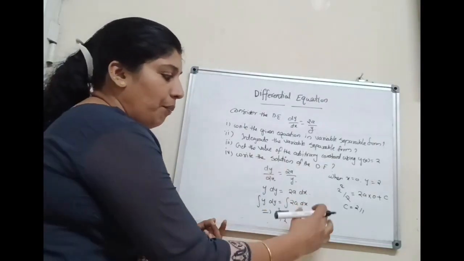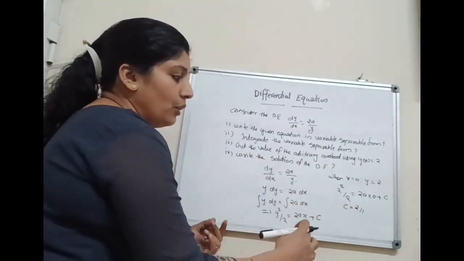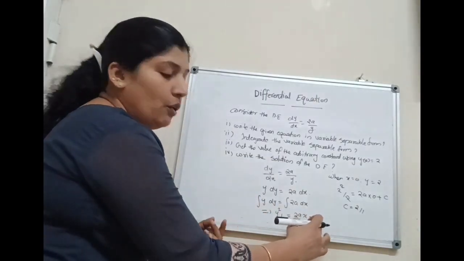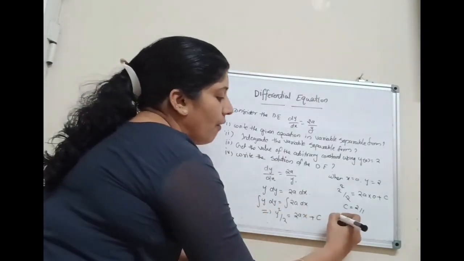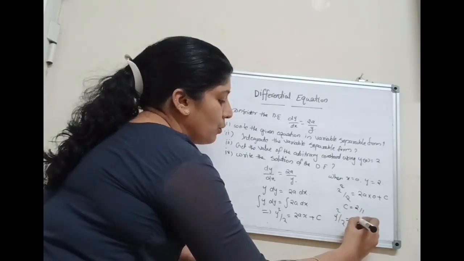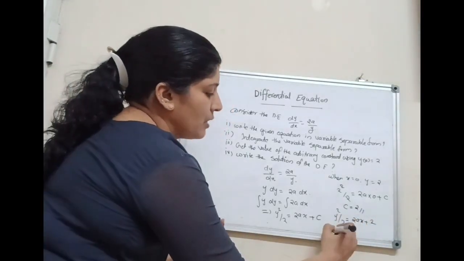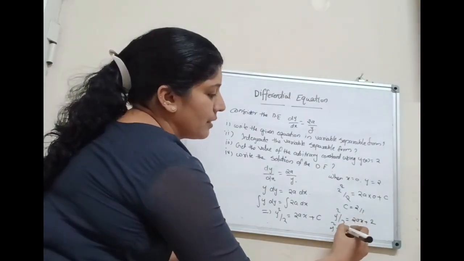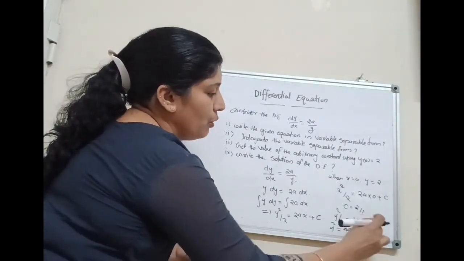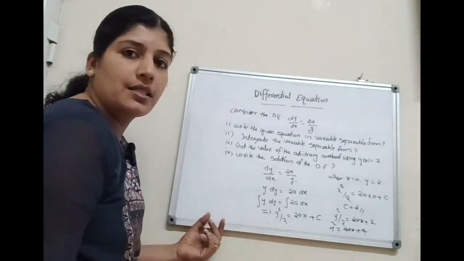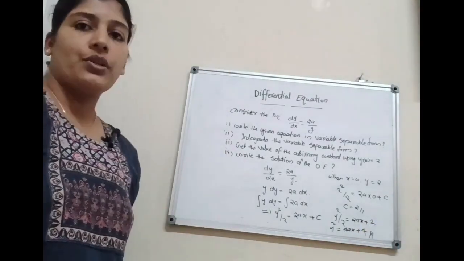Next, we have to change the arbitrary constant to a particular constant. That is, substituting the value of c, y squared by 2 equals 2ax plus 2. That implies y squared equals 2 into 2ax, that is 4ax, plus 2 into 2, that is 4. So y squared equals 4ax plus 4.